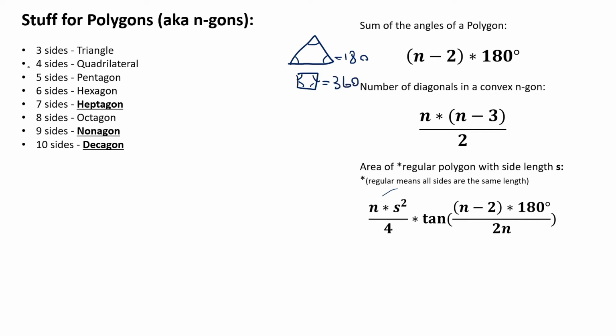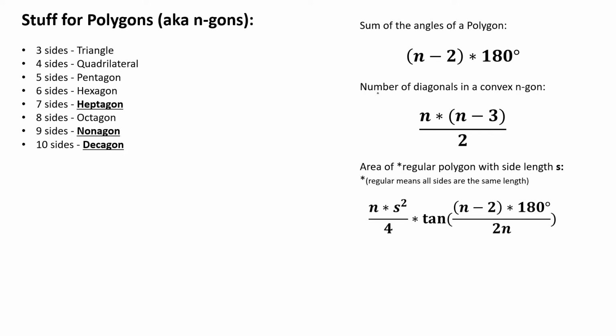And that goes for all of these. You just subtract 2, multiply by 180, and you will get the total sum of the angles. And a lot of the problems are as simple as that. How many sides does this have? What's the angle measure? Or they'll give you the angle measure and ask you, how many sides does it have?